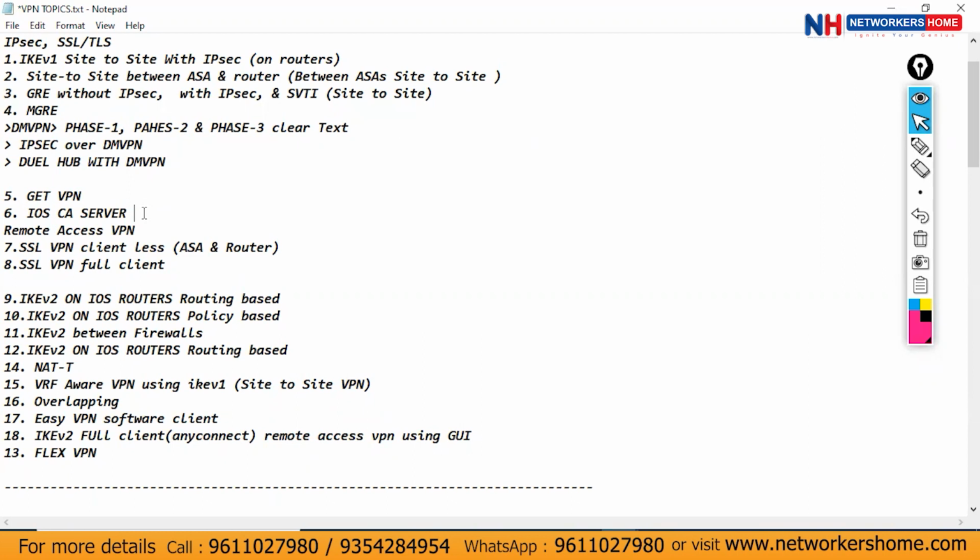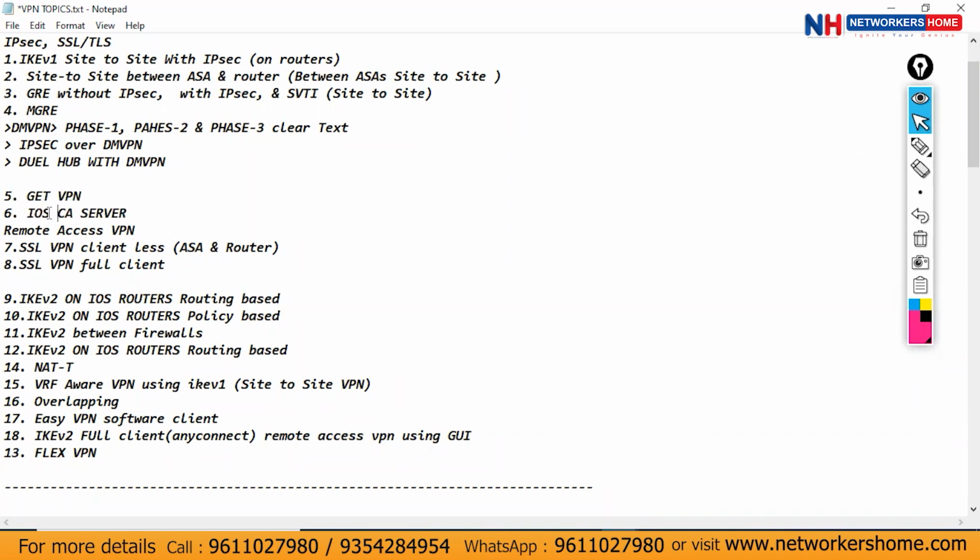So I can do authentication in my VPN based on certificates also. I can do it by using pre-shared keys also. I can use digital certificates also. Multiple ways are there for doing the authentication. So basically we use a CS server for authentication purposes. Okay.